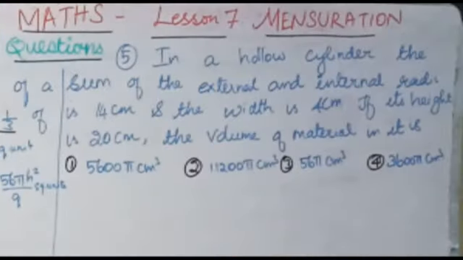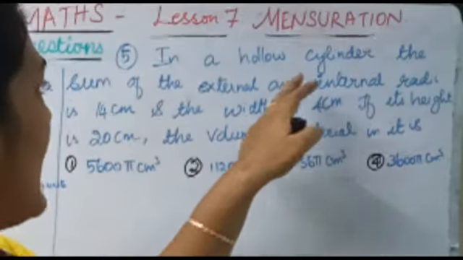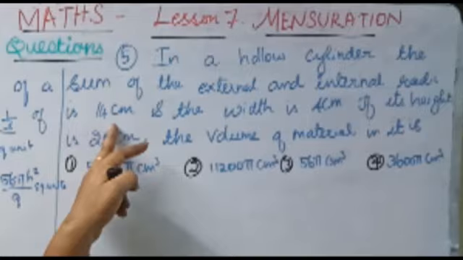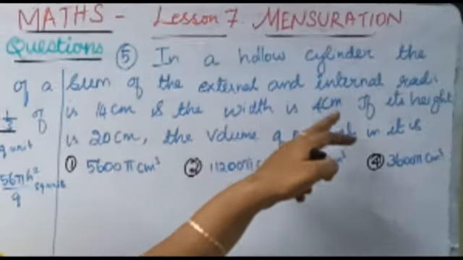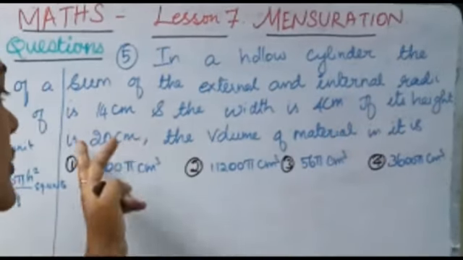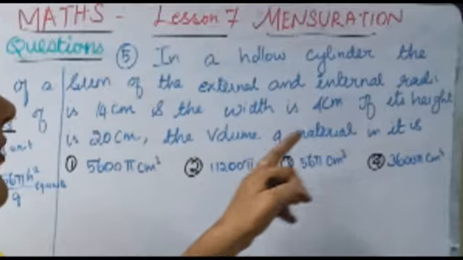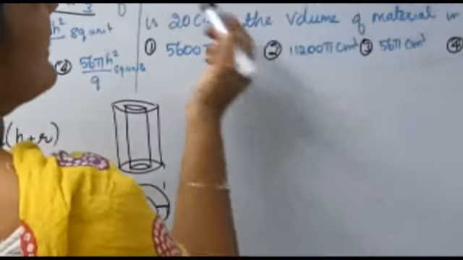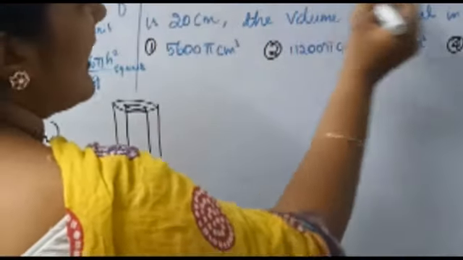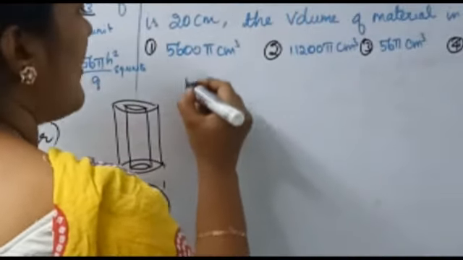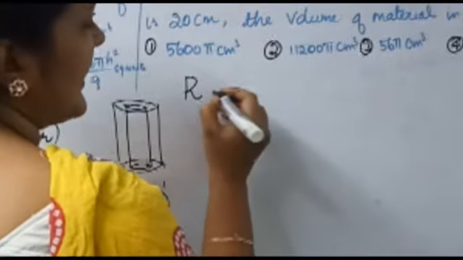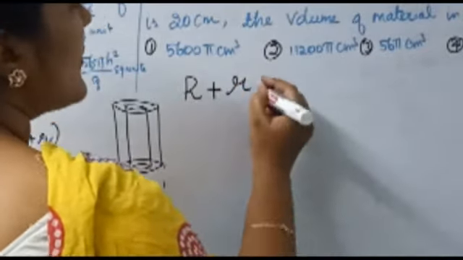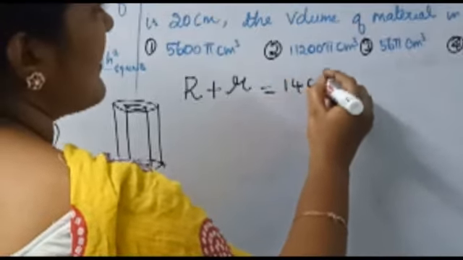Okay. Next question. In a hollow cylinder, the sum of the external and internal radius is 14 centimeter. The width is 4 centimeter. If its height is 20 centimeter, the volume of material in it is, asked. In a hollow cylinder, the sum of the external and internal radius: the external radius is capital R, sum means plus, the internal radius is small r, okay, which is equal to 14 centimeter.